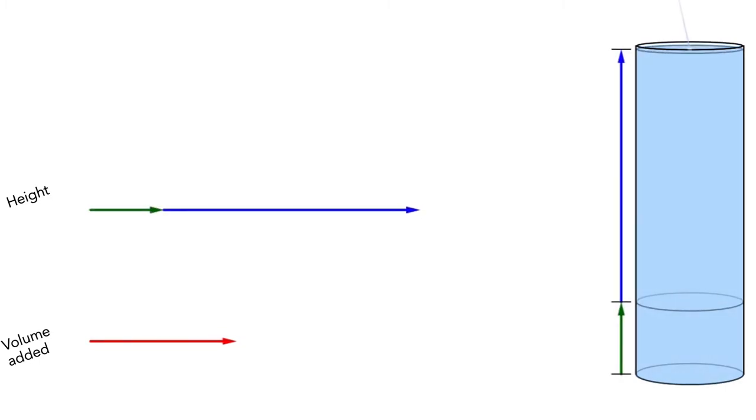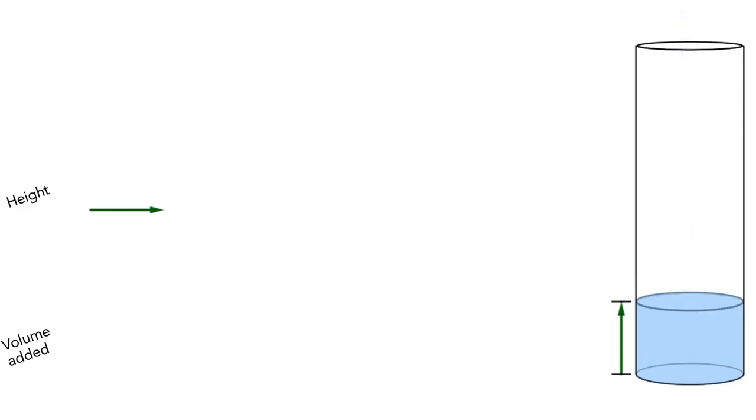Let's rewind this to the start of the pouring. Now I'll show this again. As the animation plays, think about how the height, which is the length of the blue arrow, and the added volume, which is the length of the red arrow, are changing with respect to each other.